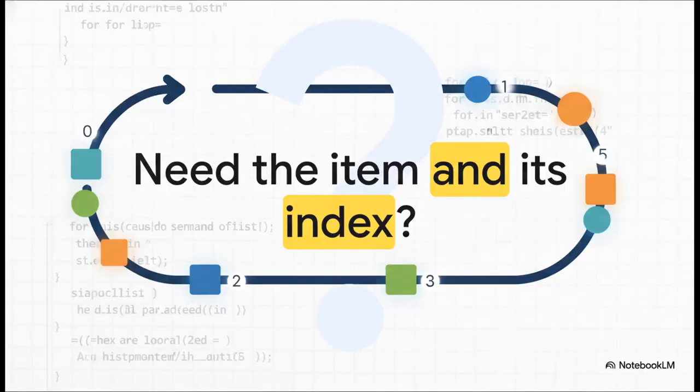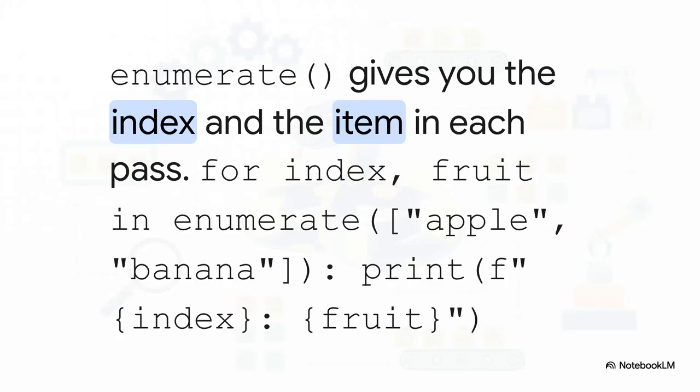You're looping through a list and you have the item, but you also need to know what position it's in. Is it the first, second, or third item? How do you get that index number? The answer is enumerate. This function is your best friend. You just wrap your list with it, and on every single pass, it hands you back 2 things, the index number and the item itself. It's so much cleaner than trying to keep track of a counter variable yourself.